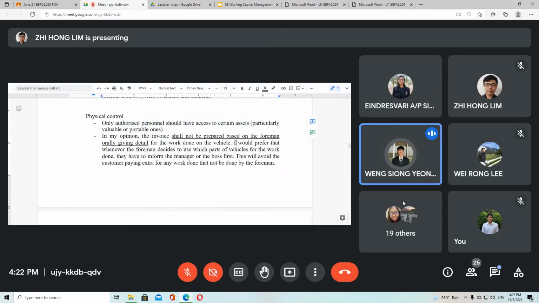So in my opinion, the invoice shall not be prepared based on the foreman orally giving details for the job done on the vehicle. I would prefer that whenever the foreman decides to use any part of the vehicle for the work done, they have to inform the manager or the boss first. This will avoid the customer paying extra for any work that is not done by the foreman.